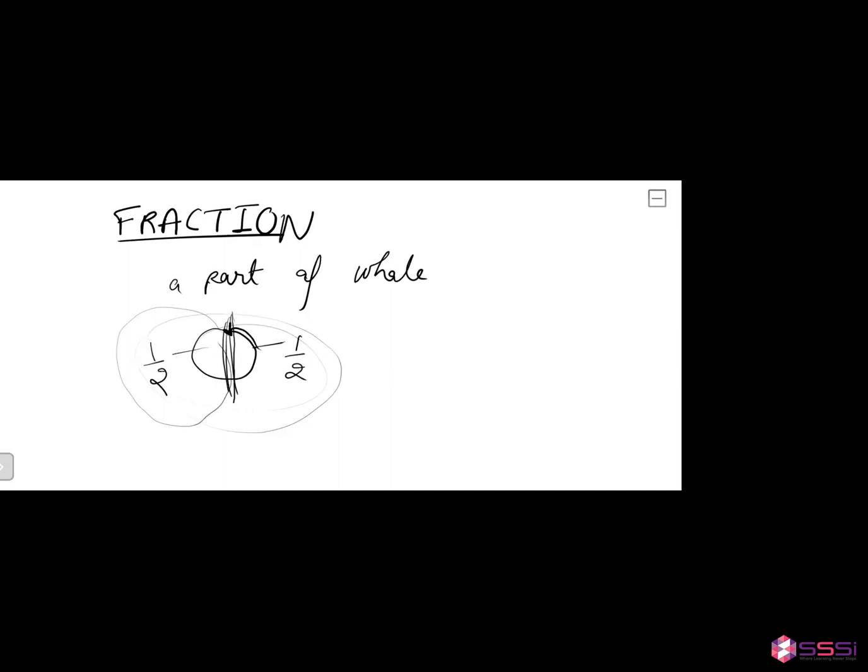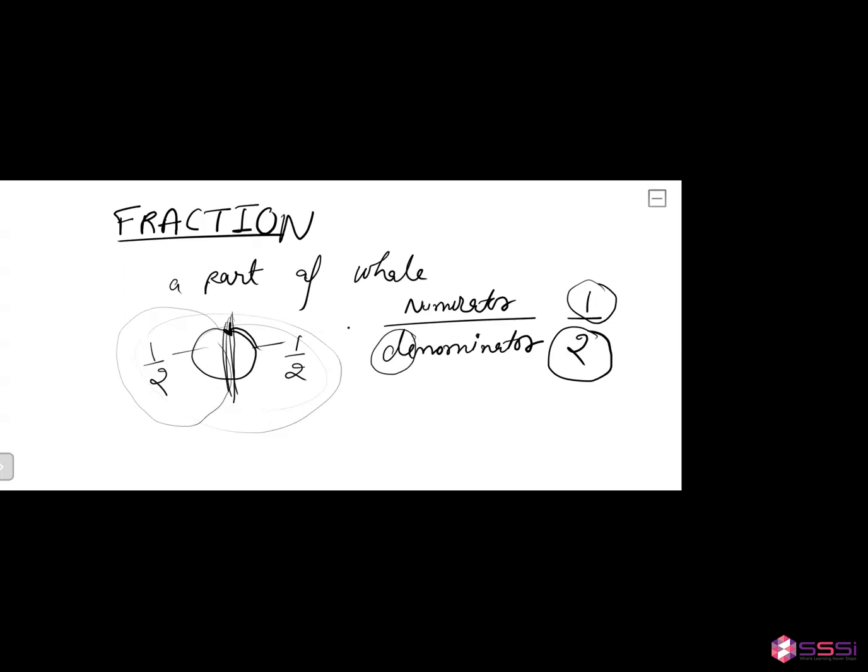A fraction is written in the form of a numerator and a denominator. Written as 1 by 2, this is called the numerator, and this is the denominator. If you ever get confused, just remember D means down. So this one is the denominator. It starts with D, just to remember it.